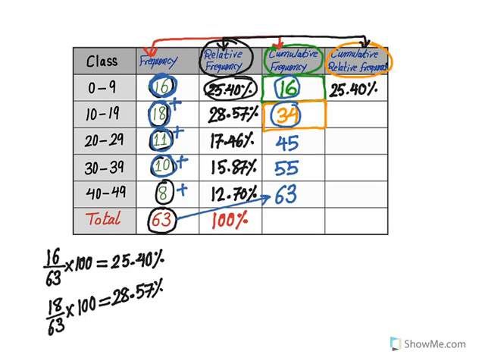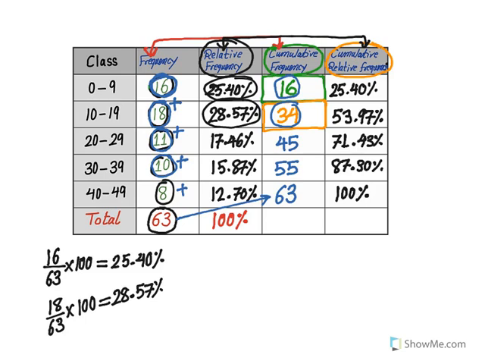So now you'll add this plus this to get the one after, and that should give you 53.97%. And then the one after, if you add 17.46, you will get 71.43%. And then you get 87.30%. And when you get all the data values, of course, everything adds up to 100%.